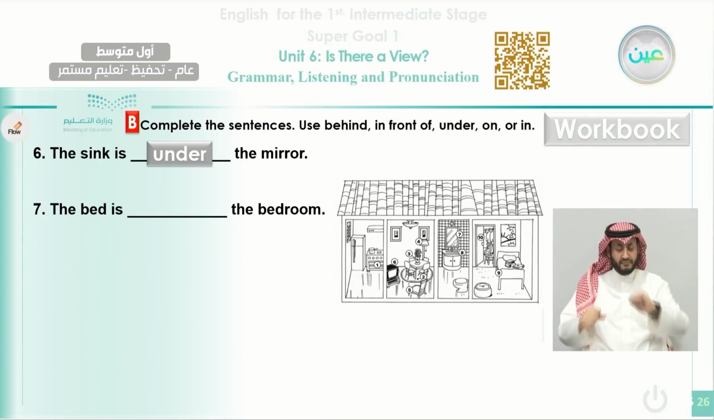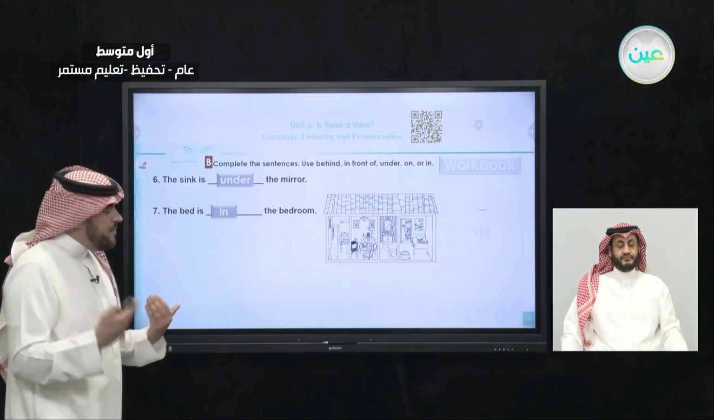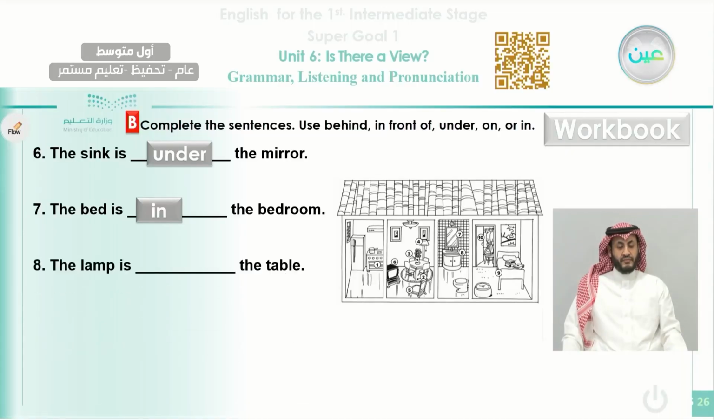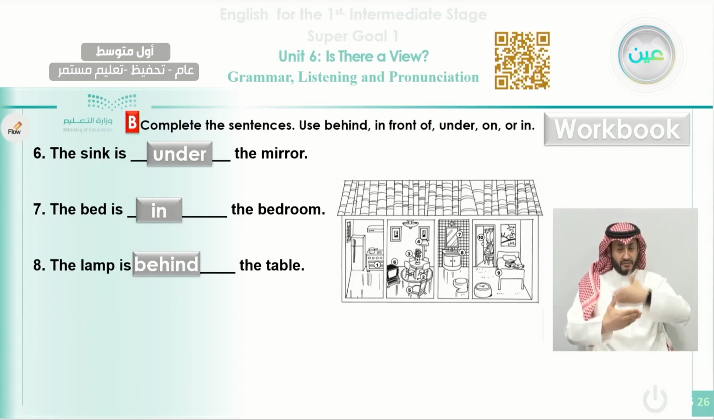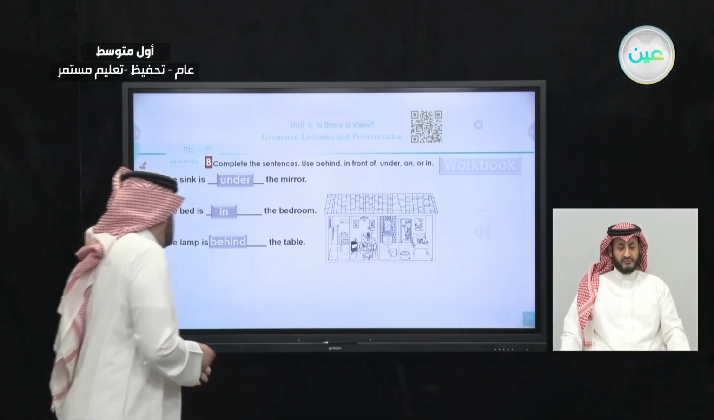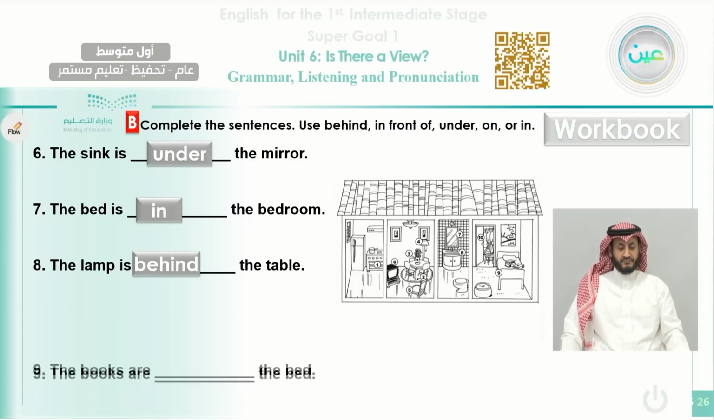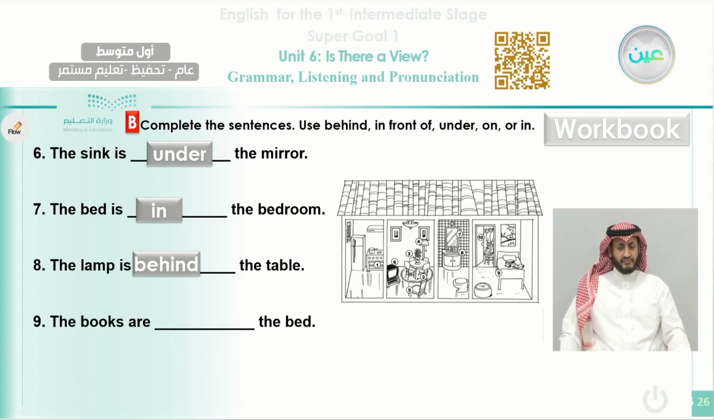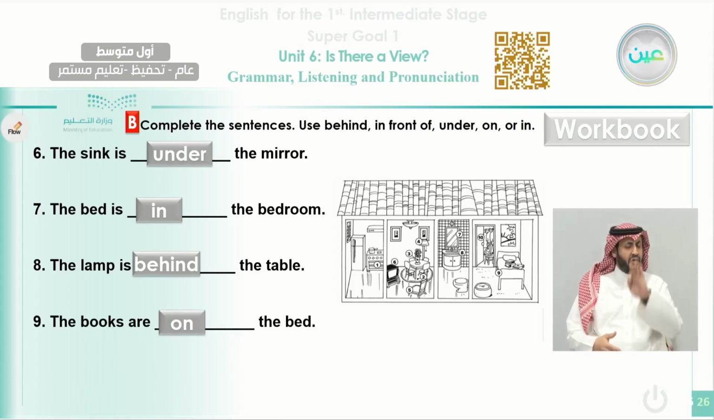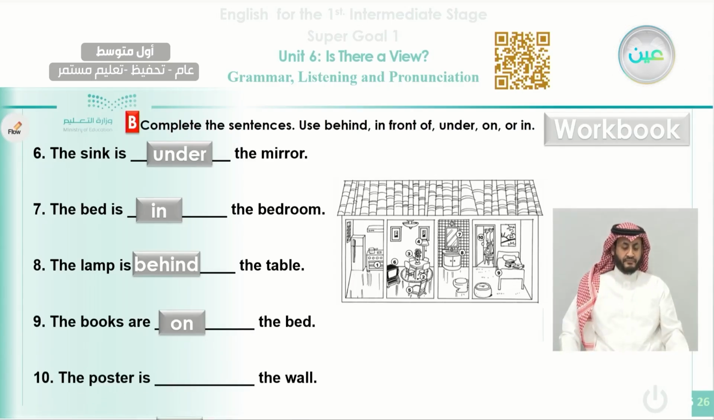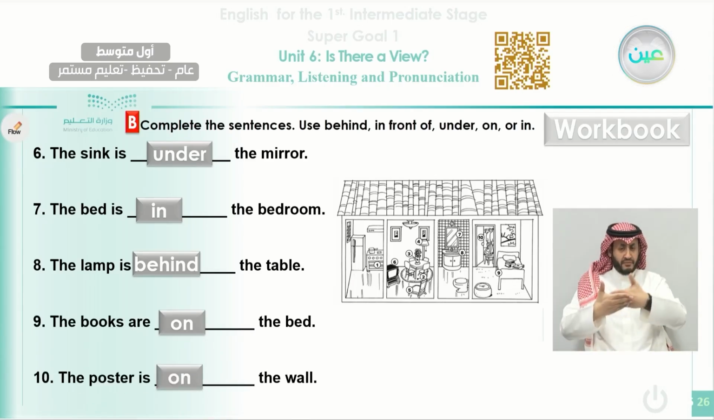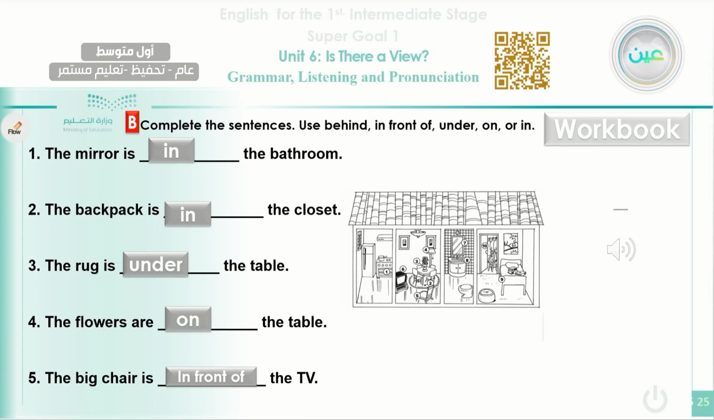Okay. Number 7, the bed is in the bedroom. Where is the bed? It is in the bedroom. Number 8, the lamp is behind the table. There is a table, and behind the table there is a lamp. Okay. Number 9, the books are. Where are the books? On the bed. Okay, there are books on the bed. The poster is on the wall. Okay, it is on the wall, like the picture we saw a while ago.